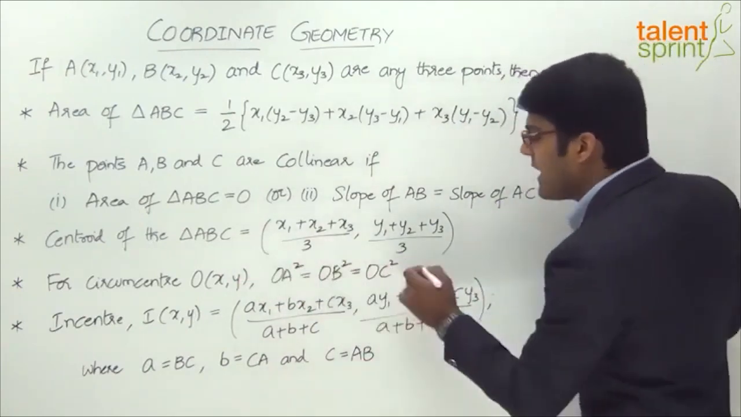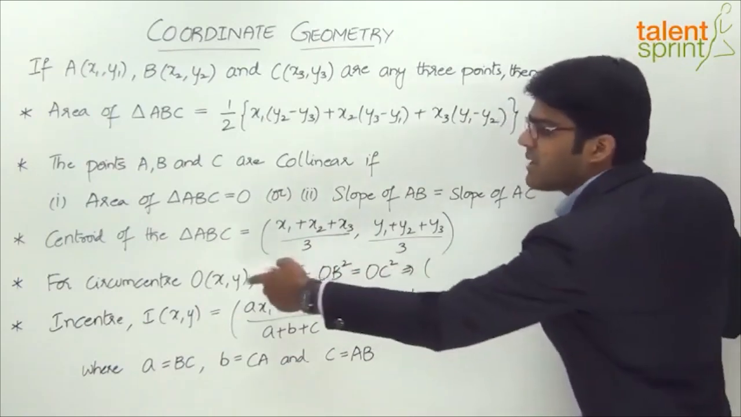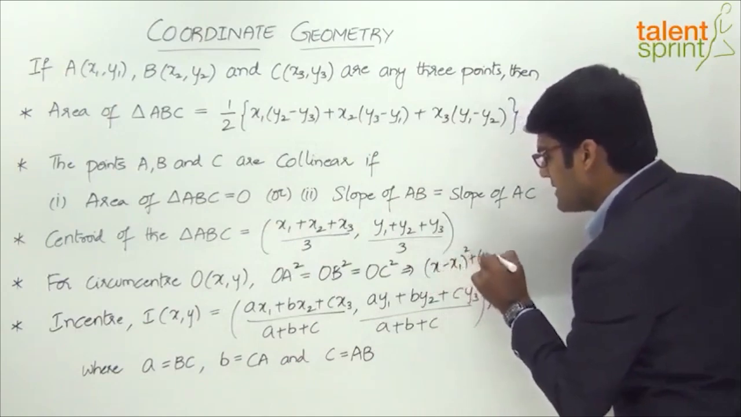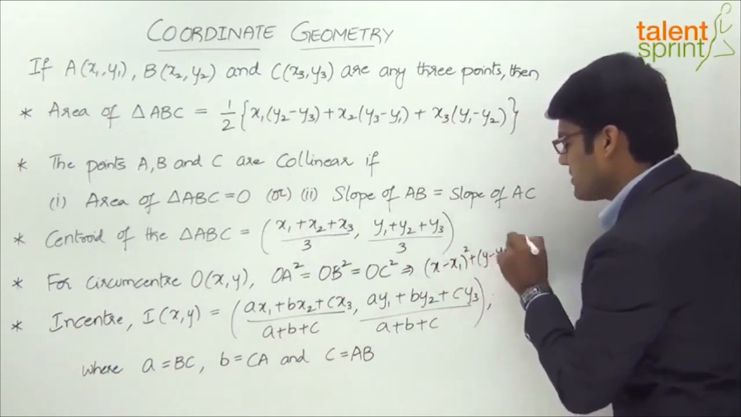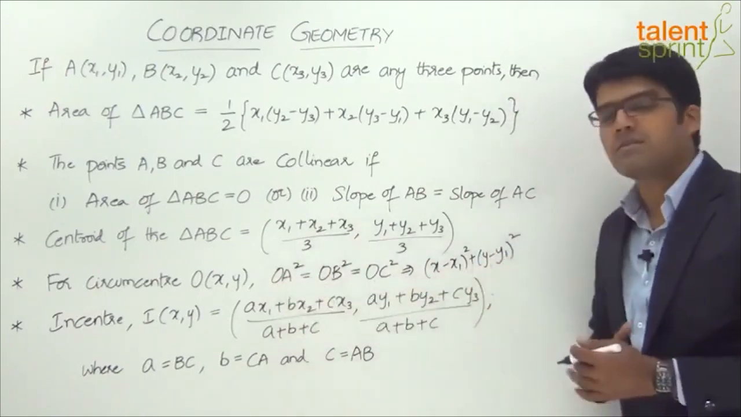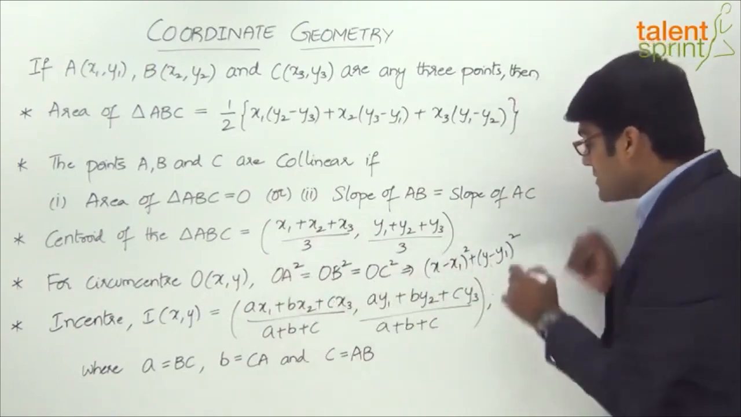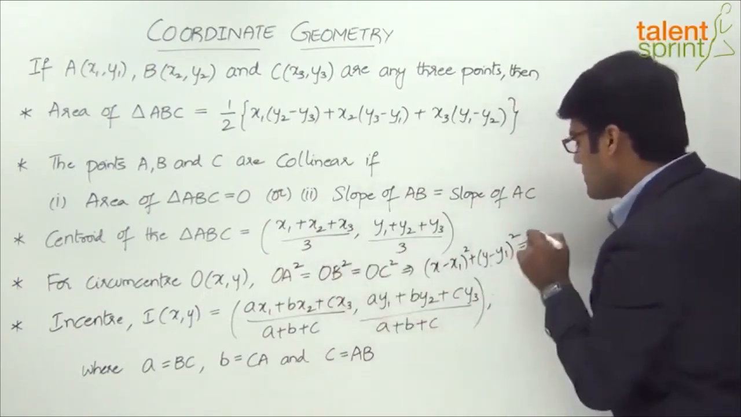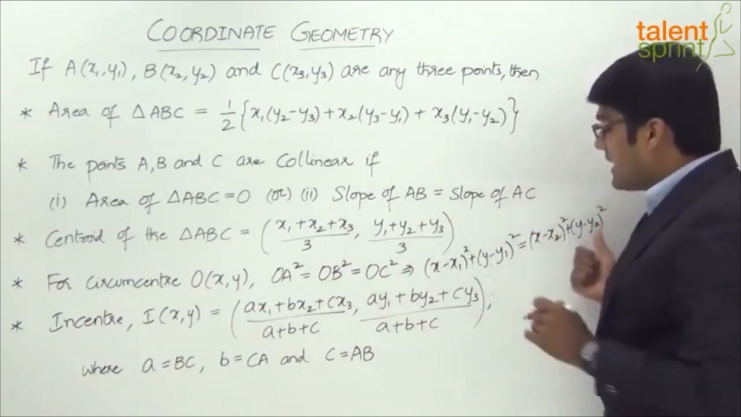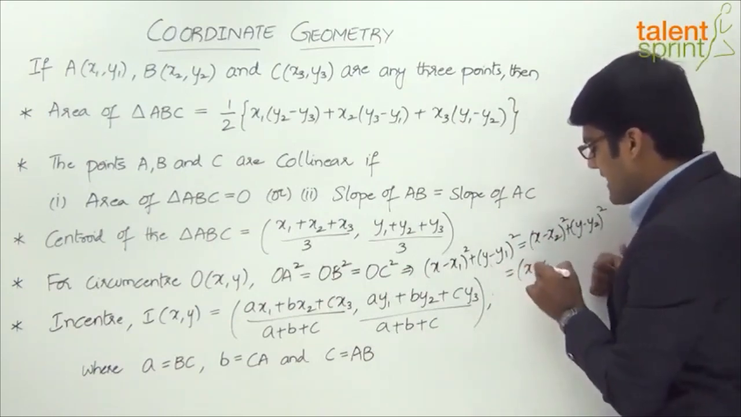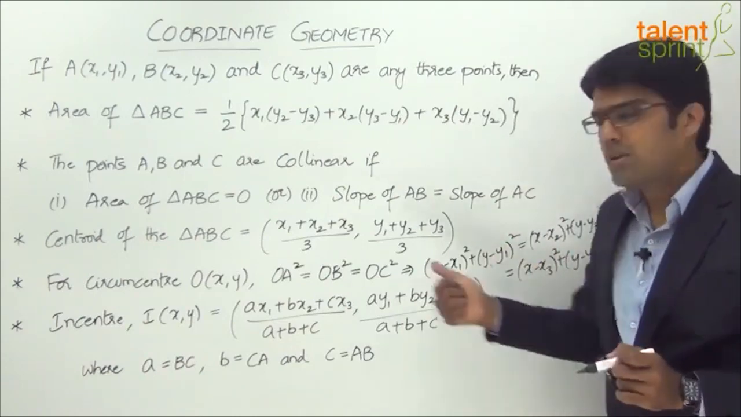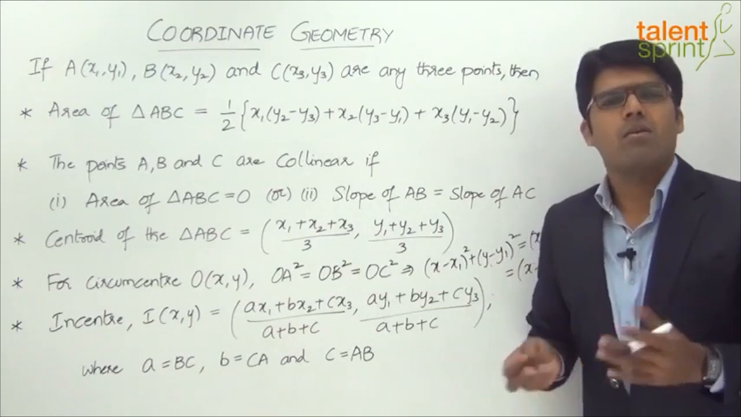What do we get basically? If you take OA, what is the distance OA? OA is x comma y, A is x1 comma y1. So we can say x minus x1 whole square plus y minus y1 whole square, right? This is OA square. OA will be root over this. So when we have taken OA square, we get x minus x1 square plus y minus y1 square. This should be equal to what? OB square. Now what is OB square? x minus x2 square plus y minus y2 square. And this should be equal to OC square. OC square is x minus x3 square plus y minus y3 square. So by simplifying this, we will be able to find out the coordinates of the circumcenter O of x comma y.